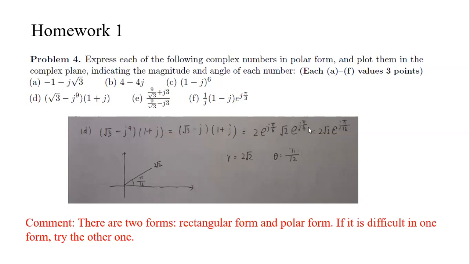So the magnitude or the modulus of the product of the two numbers is the product of the two magnitudes. Is 2 times the square root of 2, and the phase is the sum of the phases of the two numbers, minus pi over 6 plus pi over 4, and the result is pi over 12. And the result is plotted here.